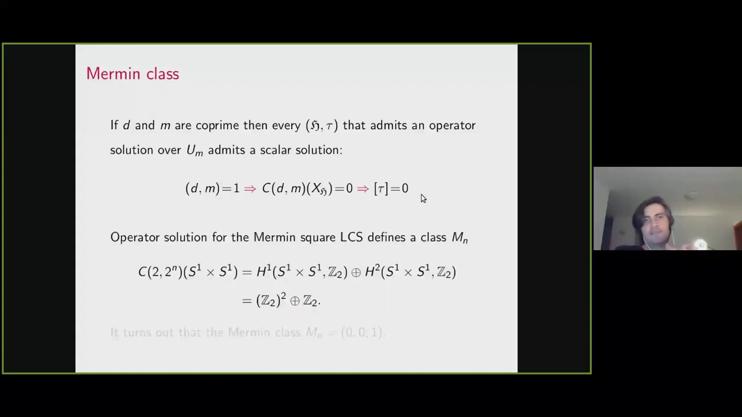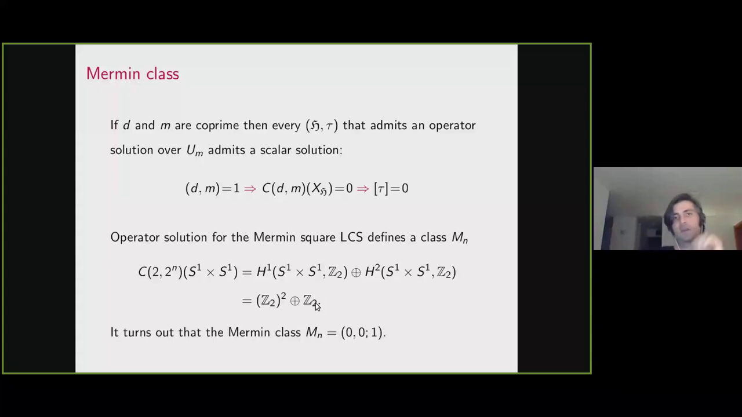More interestingly, the Mermin square linear constraint system, once you tensor it from the right by identity matrices, we can see it as a unitary operator solution over the unitary matrices of size 2n by 2n. And the cohomology theory applied to the topological realization, which is the torus in that case, if you apply the theorem, you can compute it. It is going to be 2 copies of Z mod 2 and 1 copy of Z mod 2.